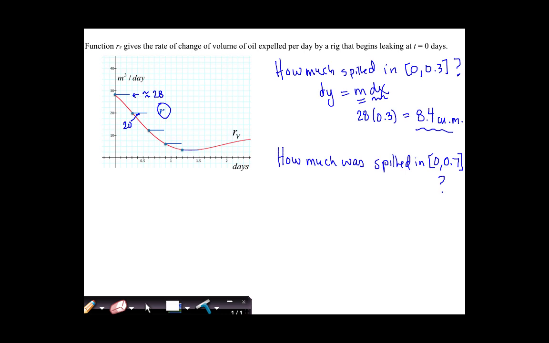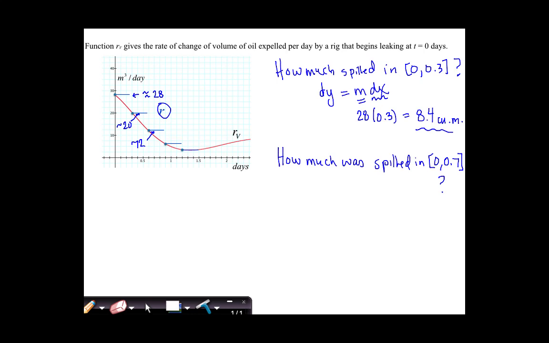And then I'd need to use this third rate for a little bit too. This one would apply from 0.6 to 0.7. So let's see, what's that one look like? About 12 and a half? I'll just say 12 to make it easier to work with. So if I want to know how much oil was spilled in this first 0.7 of a day, first 7/10 of a day, if I want to use this constant rate of change method, using this setup here, I'd use 3 different rates.